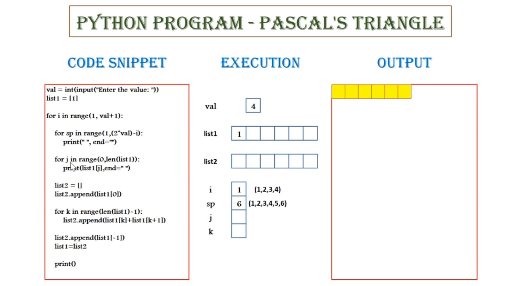The control goes to the next nested for loop where it says for j in range of 0, len of list 1. So the length of list 1 is 1 and this range is not going to consider the last value, so it is going to be only 0. Here I'm printing the value of list 1 of j. The value of j is currently 0. So list 1 of 0 will get printed here. List 1 of 0 is 1. So 1 gets printed on the output screen, followed by a blank space because we have given the end argument here.